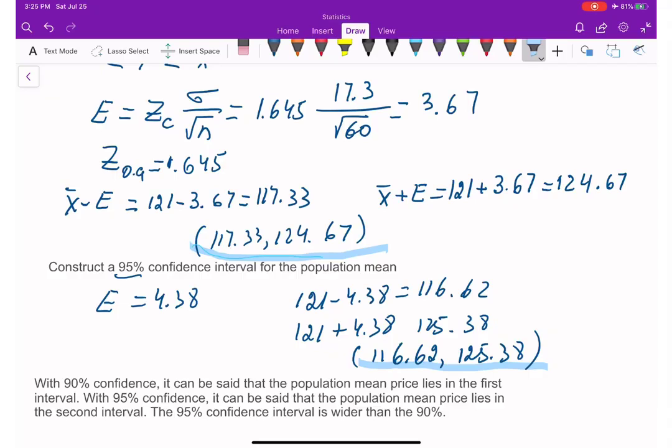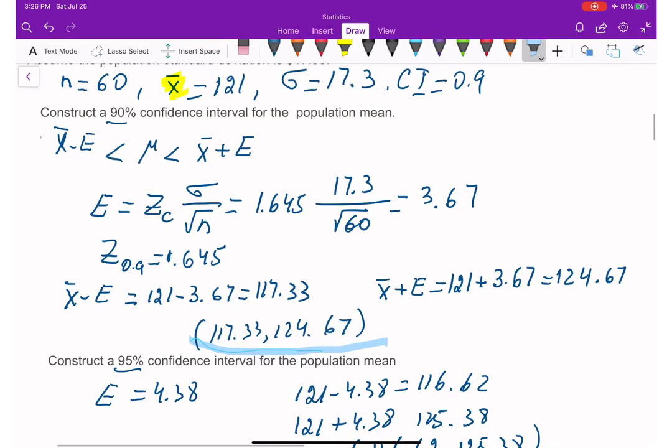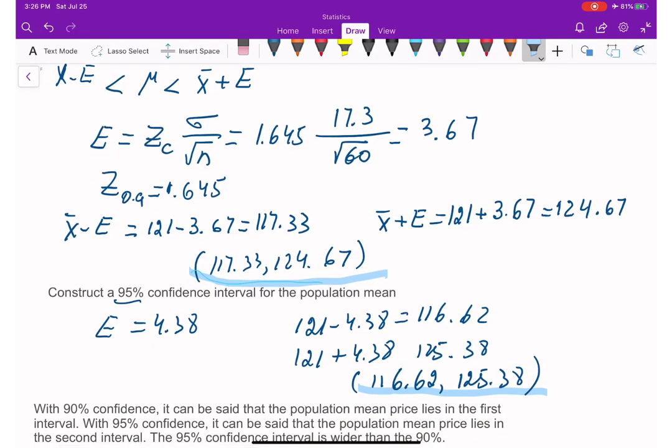The higher the confidence level, the wider is going to be your interval itself. The lower the confidence level, 90%, the tighter we get our interval, right? Let's do it this way. For 90%, let's say this is 117, approximately 124, right? Okay, this is 90%.